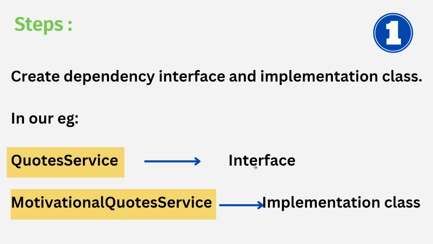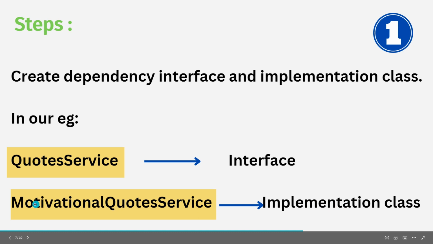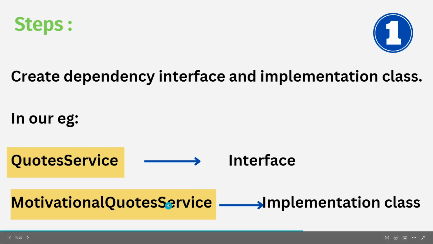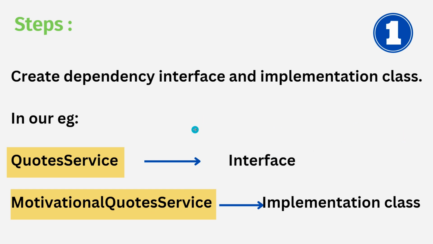Inside this we can create methods, whatever method declarations we want, and then there will be implementation classes. The first implementation class is the motivational quote service, which will implement this same interface. There can be other implementation classes of quote service as well, but in our example we will take this one implementation class. So this is our first step, where we create the dependency interface and its implementation class.